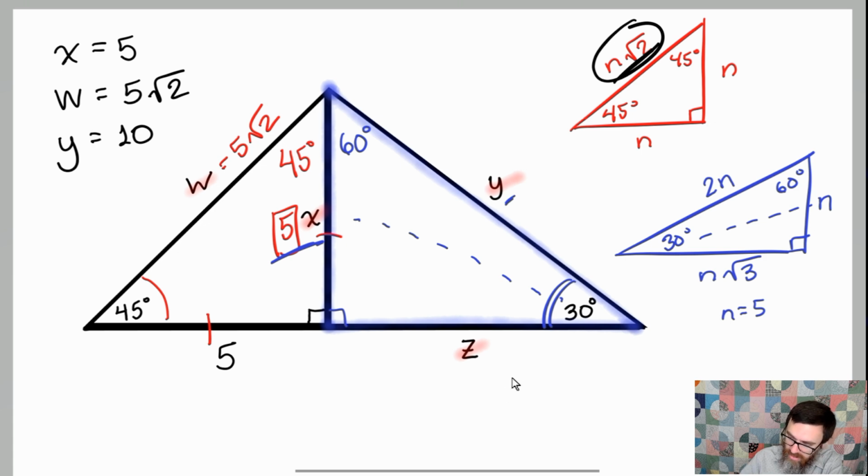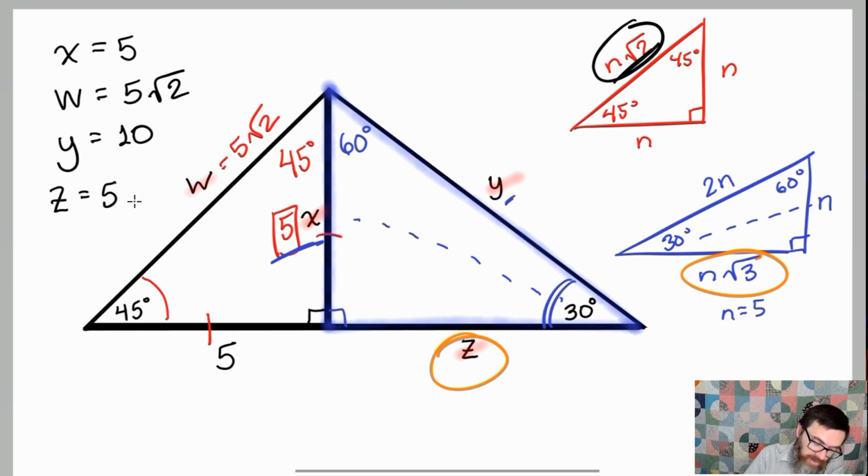And z matches up with that guy right there. So we take our n value, 5, and multiply it times the square root of 3. So 5 times the square root of 3. Now we have every value that was missing, known using these properties and the ratios from the special triangles, 45, 45, 90 and 30, 60, 90. Again, you're going to keep seeing these guys over and over again, so get used to them.